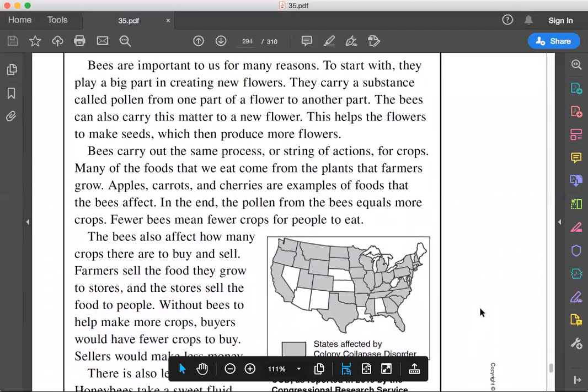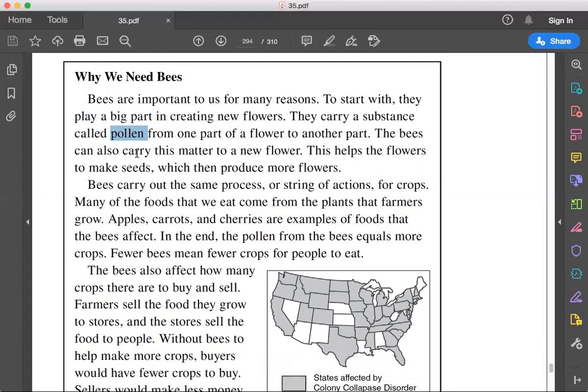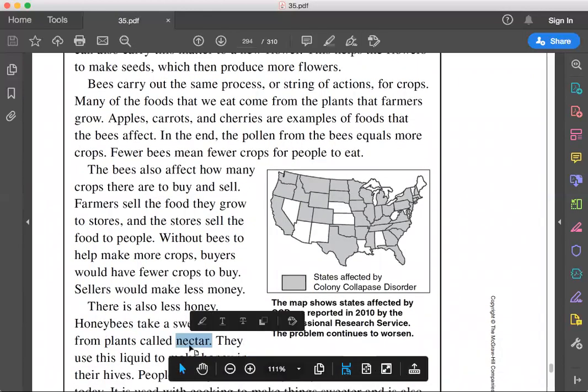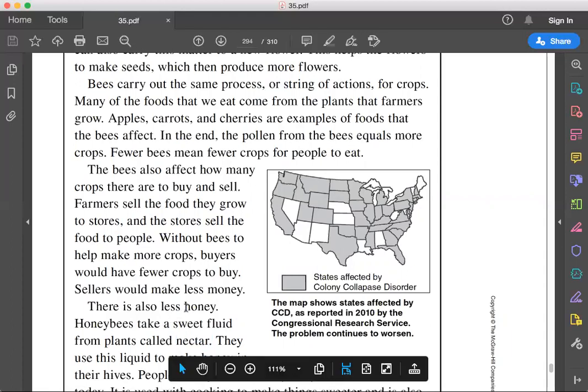We're going to answer two questions today about this article. On this page, it talks about pollen. Can you box or highlight the word pollen? At the bottom of this page in this section, it talks about nectar. Can you highlight or draw a box around the word nectar? You are going to be comparing and contrasting how the bees use nectar or pollen. You're going to be doing that in your reflections today and the questions about this text.